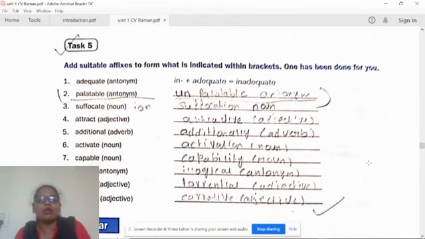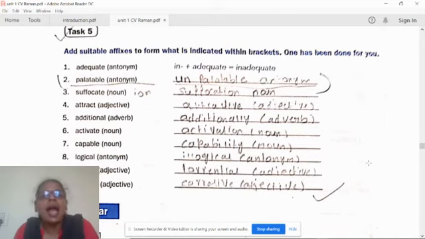Now coming to task 5, what have they given? Add suitable affixes to form what is indicated within brackets. One has been done for you. So they're asking you what is indicated in the bracket. You need to change these words into those bracket words, that is, antonym. You need to make that word into an antonym or synonym, whatever it is, by adding affixes. Affixes, I told you, can be a prefix or suffix. Whichever is suitable, you can pick and do it. Now let us see one example they have given.